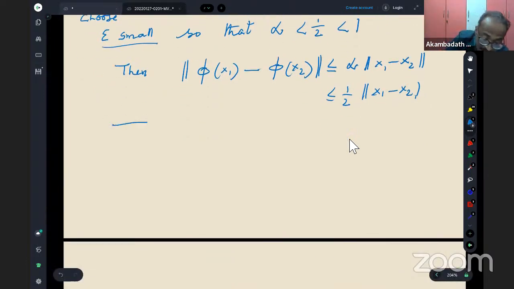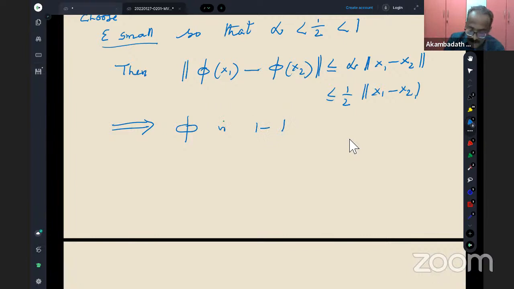This immediately implies phi is a 1-1 map. So you have not yet proved what I really wanted. It's only proved that phi is a 1-1 map. Phi is 1-1, and this is a contraction. Of course, V is fundamental.